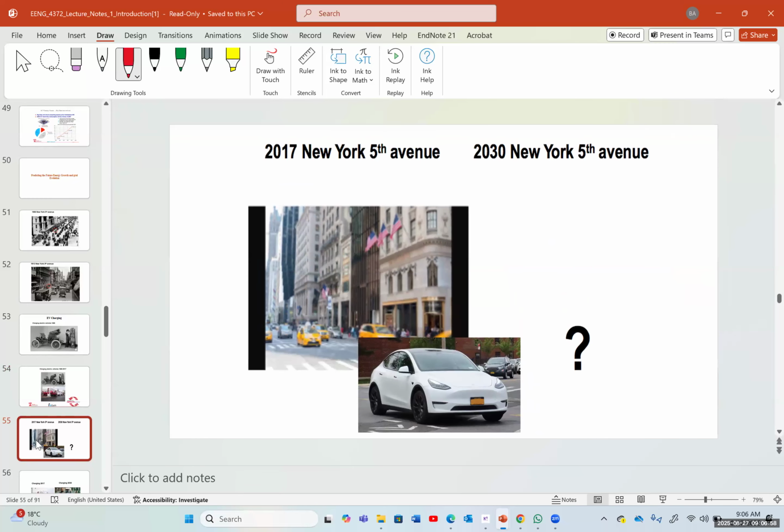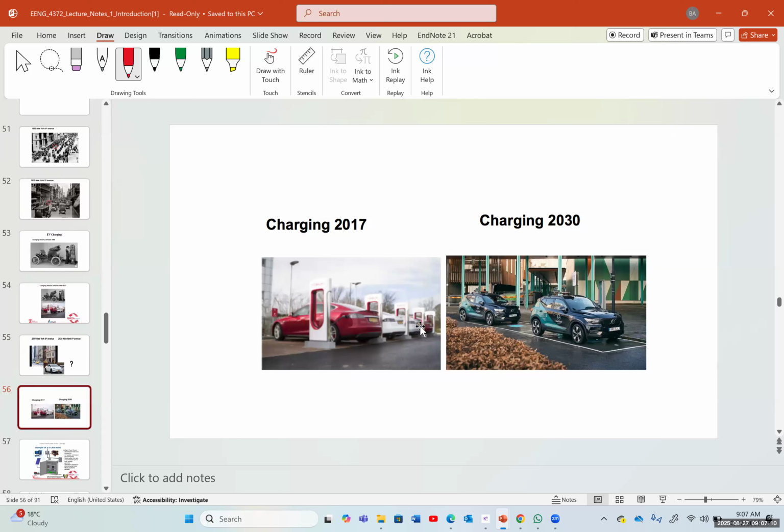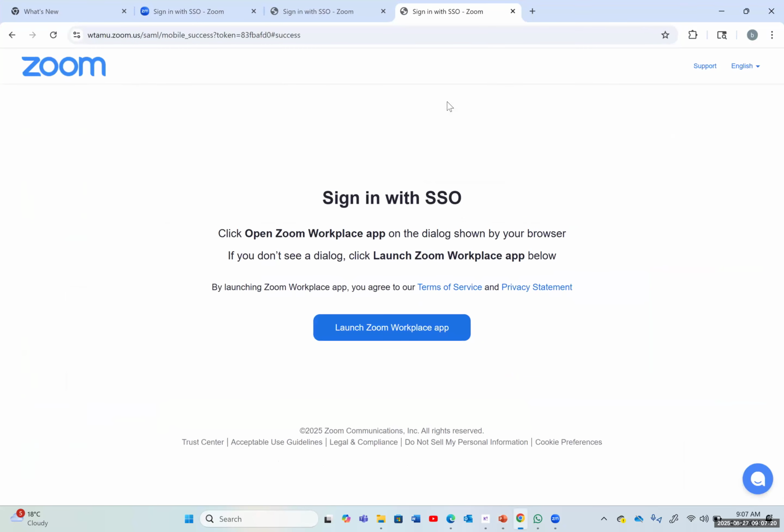So this is 2017, again, New York City, Fifth Avenue, the same avenue. And you can see that we can now see again EVs popping up. They were absent for the past 100 years. In 2017, now we have charging, which are actually wireless charging. Some cars, they are developing the technology, but obviously it's not very efficient.